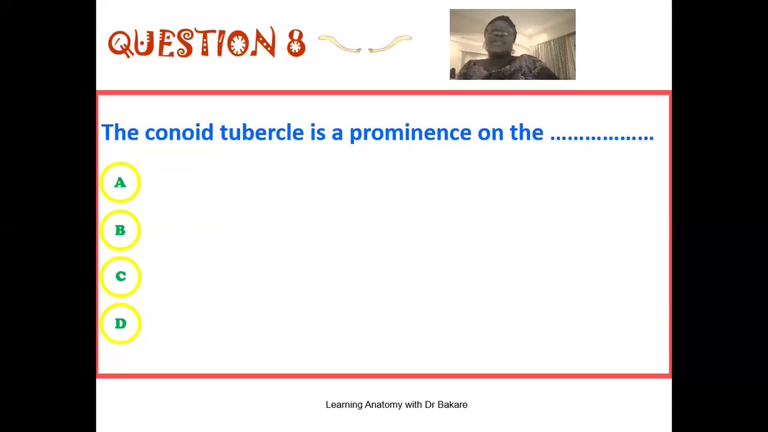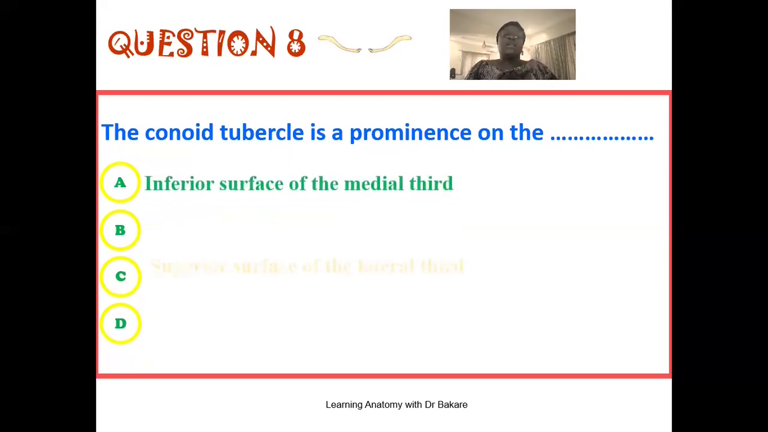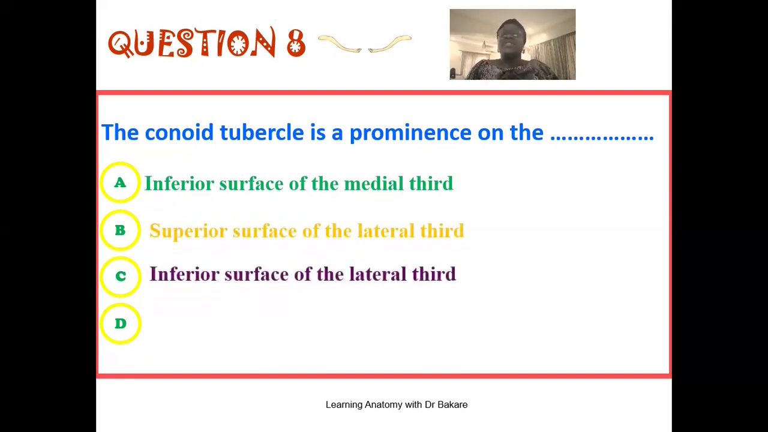For the eighth question, this reads that the conoid tubercle is a prominence on the dash. Is it on the inferior surface of the medial third? Is it on the superior surface of the lateral third? Is it on the inferior surface of the lateral third? Or is it on the superior surface of the middle third?